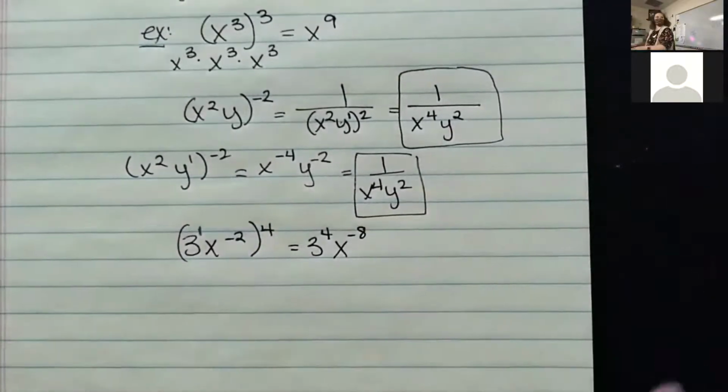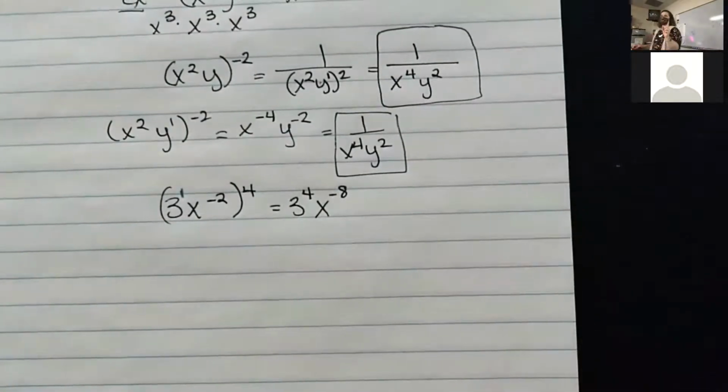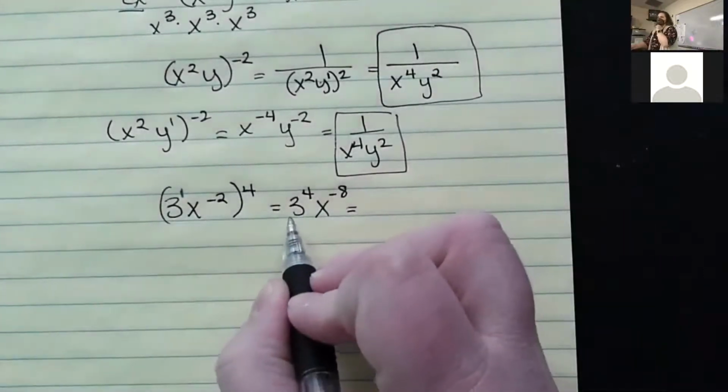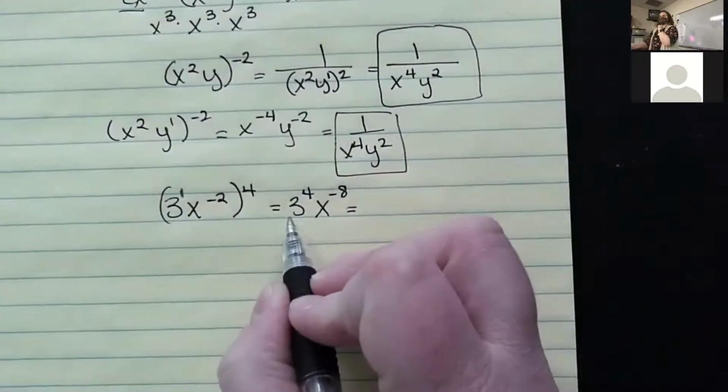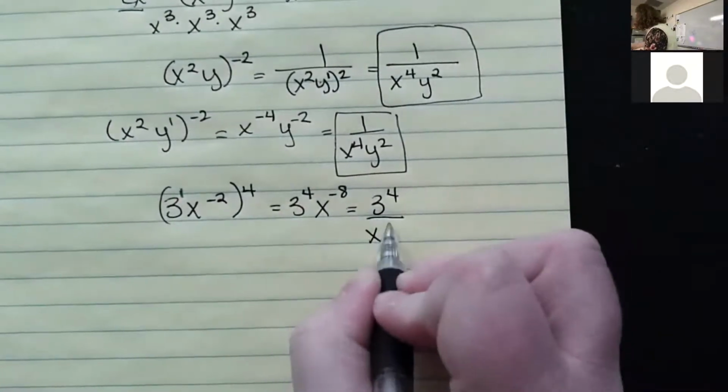Negative 8. Love it. Should I stop there? No. What do you see that you can't have? Yeah, that negative exponent. Where does it need to go? Downstairs to the basement. Does the 3 go downstairs? No, 3's happy where it is, right? So we'll leave 3 to the 4th on top. We'll bring that x to the 8th down.